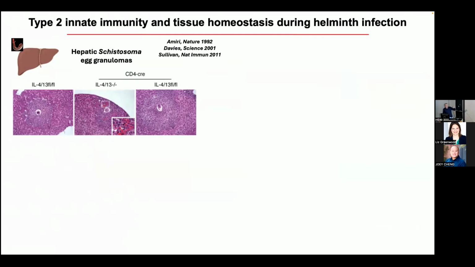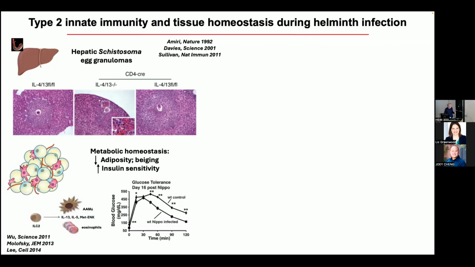But by then we had tools where we could knock out, flox the locus. David Veringer did great old-style recombineering to get the loxP sites in. And we could knock IL-4/13 out, and none of the IL-4/13 that was engineered, that was doing this, was coming from adaptive T cells. So that was insightful.